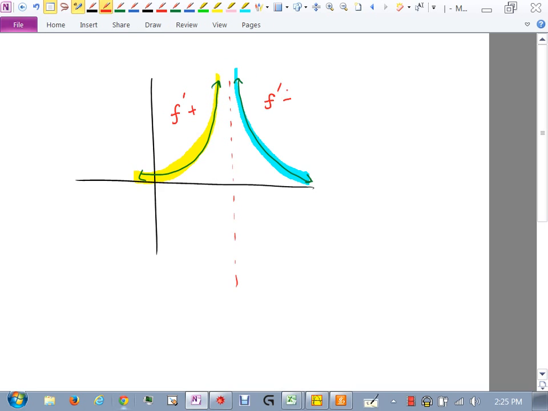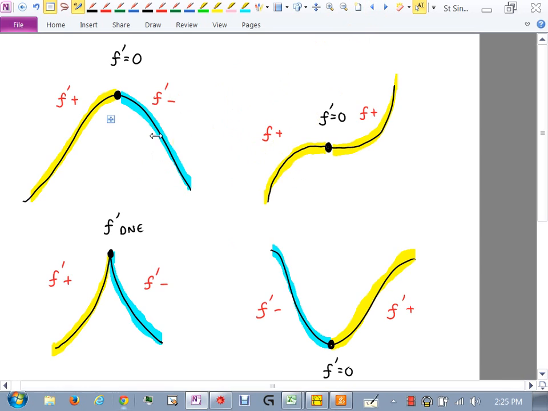Negative, right? So you might think, oh, look, to the left of this point, it's positive. To the right of this point, it's negative. So it goes up and then it comes down. You may think, I've found a maximum, right? The difference is that this function is not defined at that point, as opposed to this one, where your function had to be defined for this to happen.